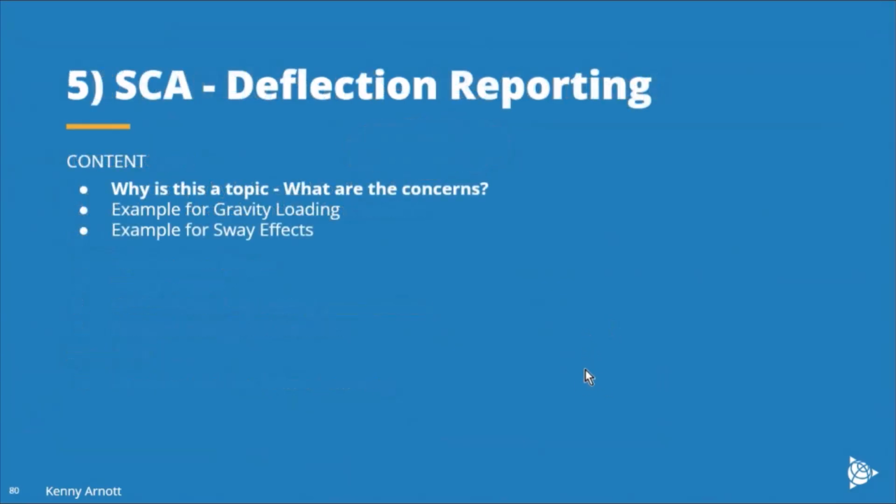So basically going to break this down into 3 parts. Just first of all, why is this a topic? What are the concerns? And then I'll explain how the deflection reporting comes about with 2 examples. The first looking at gravity load only, and then the second where I introduce sway effects.